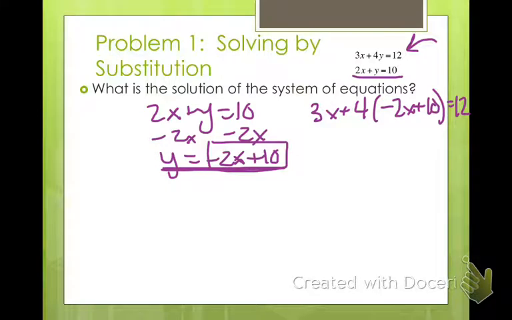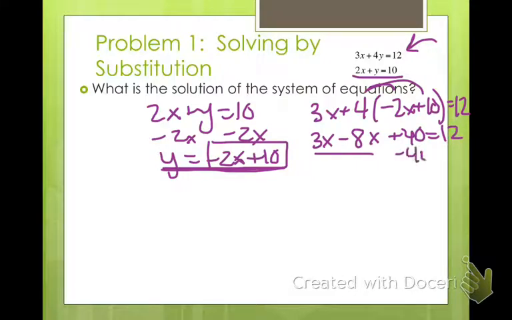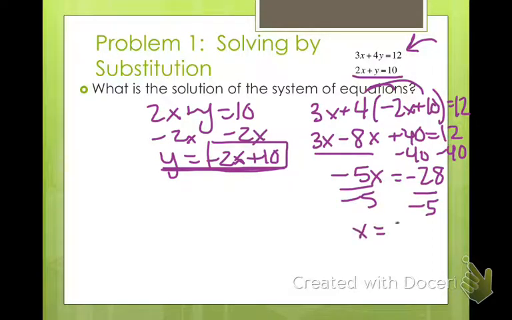Now I have just x variables. If I have only x, can I solve this for x? Absolutely. So I'm going to distribute here. So I have 3x minus 8x plus 40 equals 12. Combine my like terms, and I'm going to subtract 40 from both sides. So I have negative 5x equals negative 28, and then I divide both sides by negative 5. I get x equals 5.6.